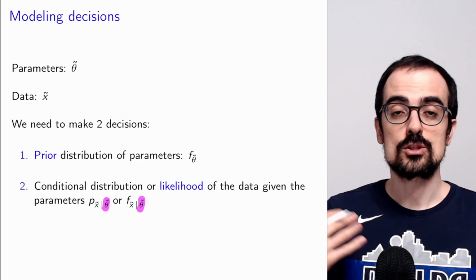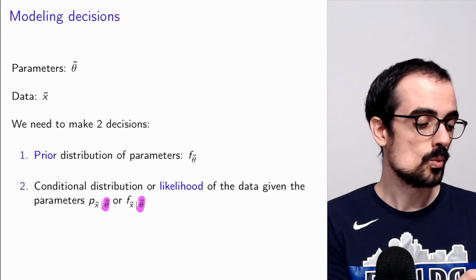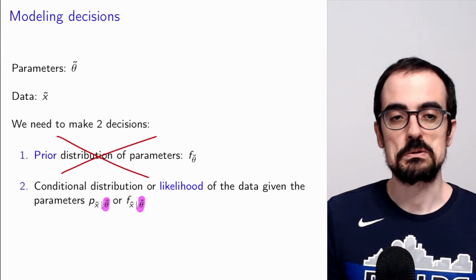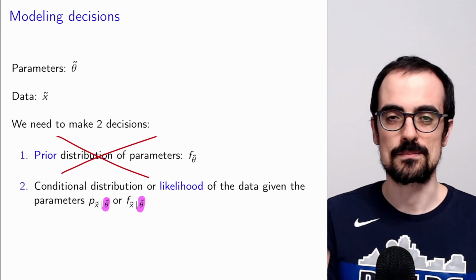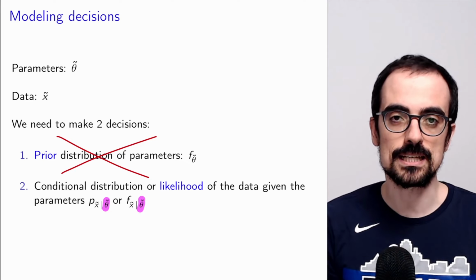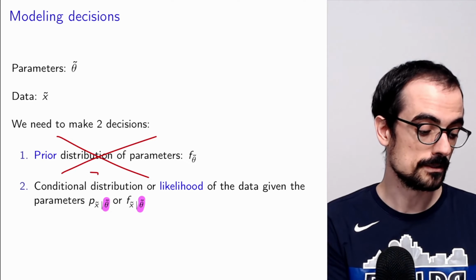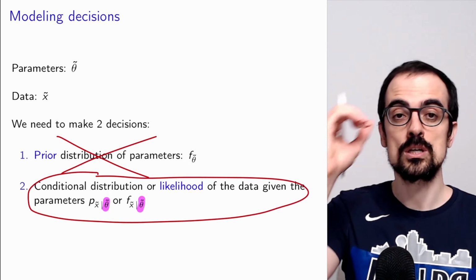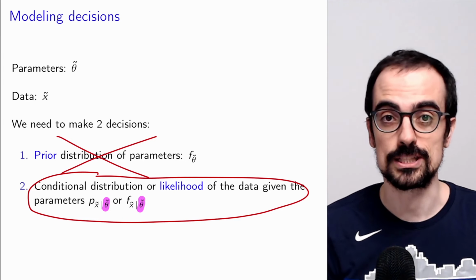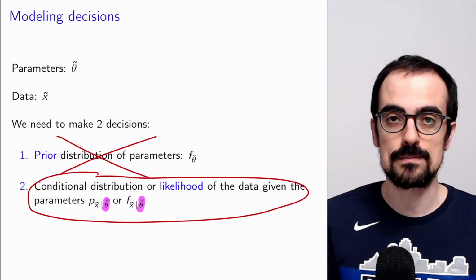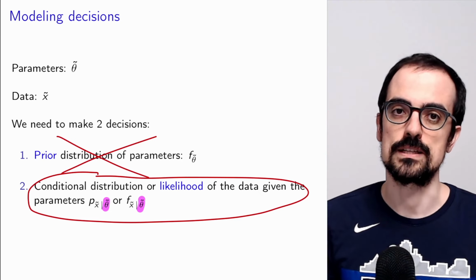In traditional parametric modeling, we did not have this first decision. We just say, the parameters are going to be some constant that we're going to choose so that we get the best possible fit to the data. But we did have this part. We did have a likelihood. The key difference is that the likelihood did not have a probabilistic interpretation. It was just this function that enables us to choose the value of the parameters so that we get the best fit to the data.